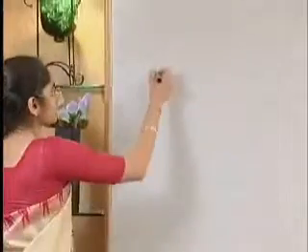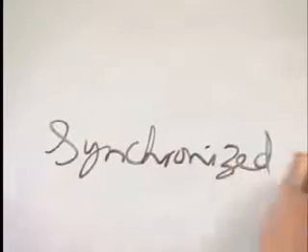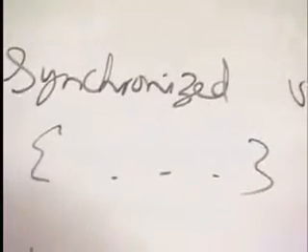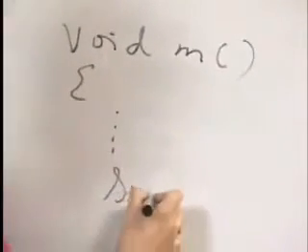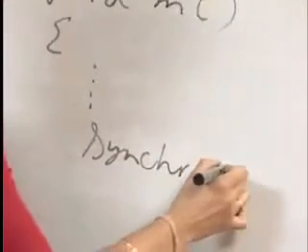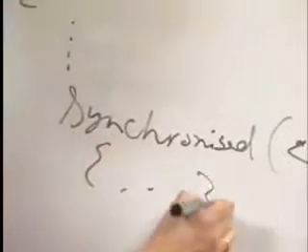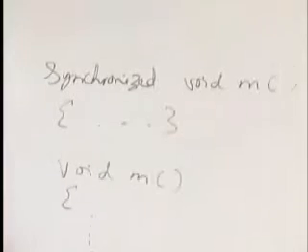It's an object lock. So let's see how to write this. You say synchronized against a method, or you can have synchronized as a block inside the method. Either one of these situations.